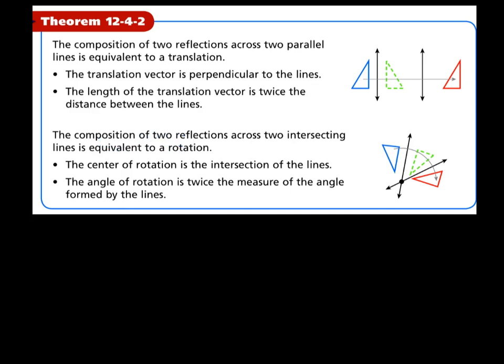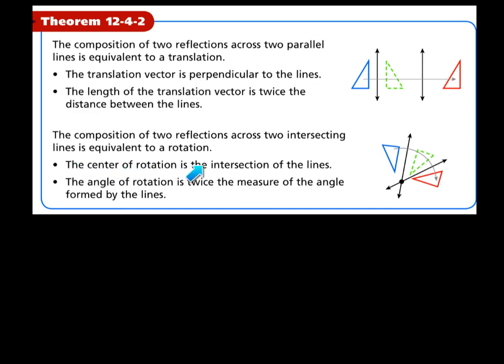A composition of two reflections across two intersecting lines is equivalent to a rotation. So now let's say I reflect twice, but instead of parallel lines, I just have intersecting lines. If you look at this one, the blue to the green is just a reflection, and then the green to the red is also a reflection. Well, from blue to red, that's going to be a rotation.